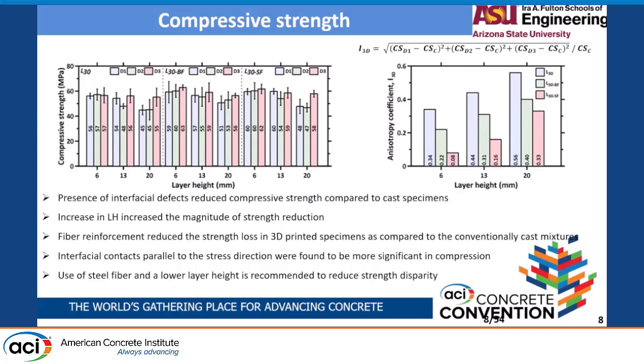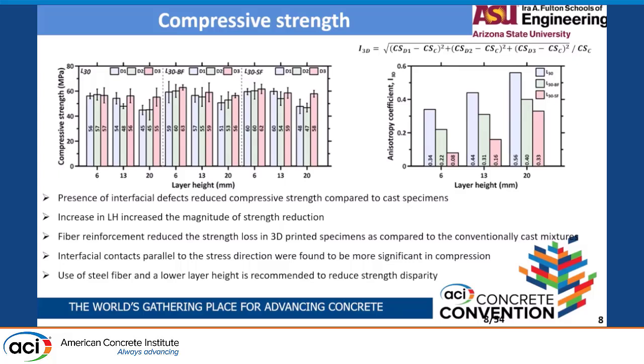We calculated an anisotropic coefficient based on the compressive strength in the 3 directions and the strength of the cast sample for each mix. We see that as the layer height increases, the anisotropic coefficient increases, and with the introduction of basalt fiber and steel fiber, we get a reduction in the anisotropic coefficient, which is attributed to the load carrying capacity of the steel fibers, which compensate for the interfacial defects.